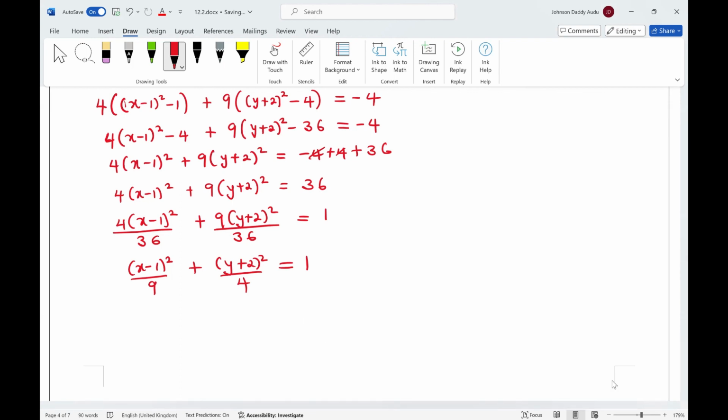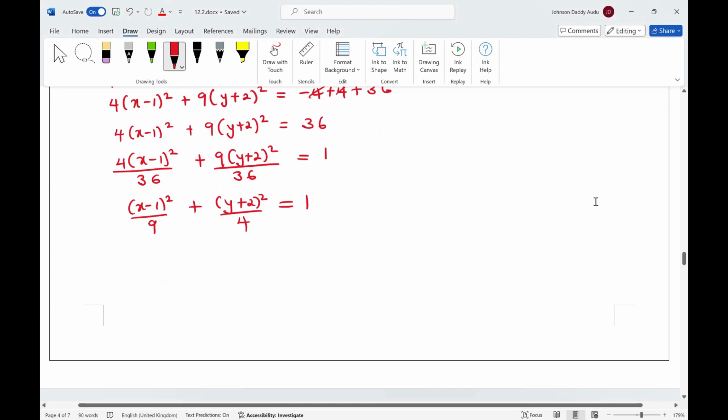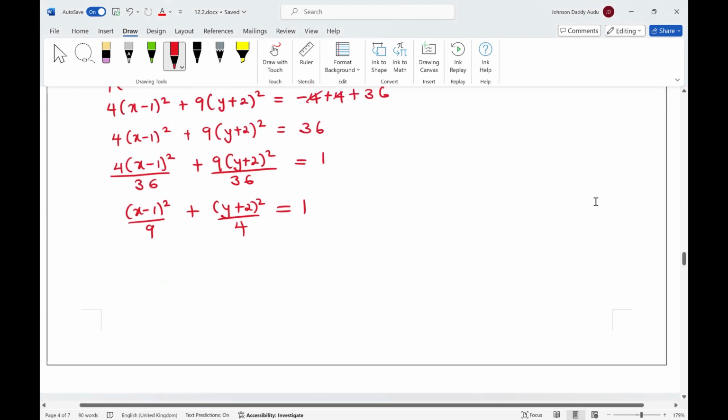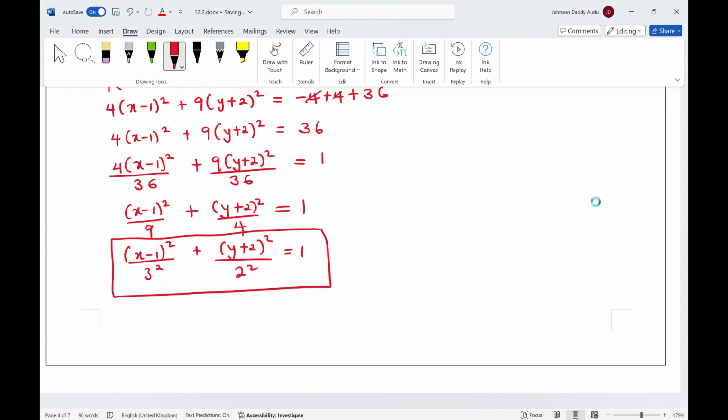So what is left now? We need to find the values. If we look at this now, we can see something clearly. We can write this as x minus 1 squared over 3 squared plus y plus 2 squared over 2 squared equals 1. So clearly you can see that a equals 3, b equals 2.